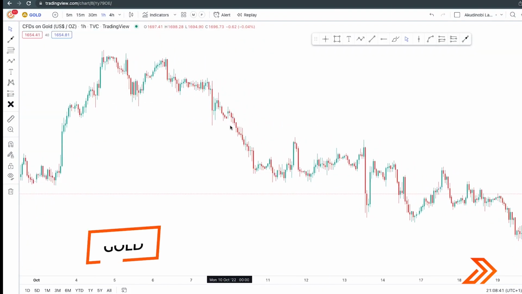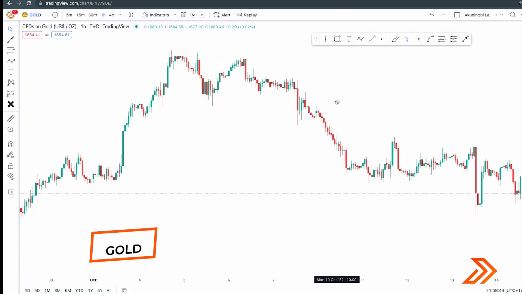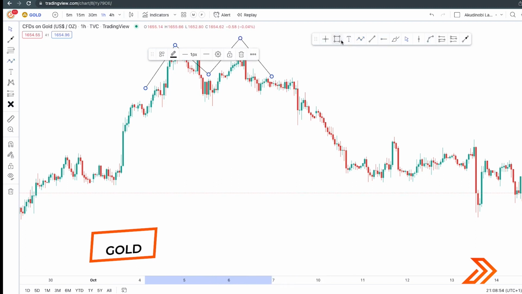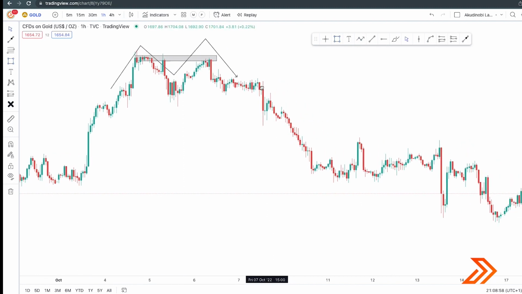As you can see here, we have a neatly ongoing M pattern here. This is an M pattern forming here.